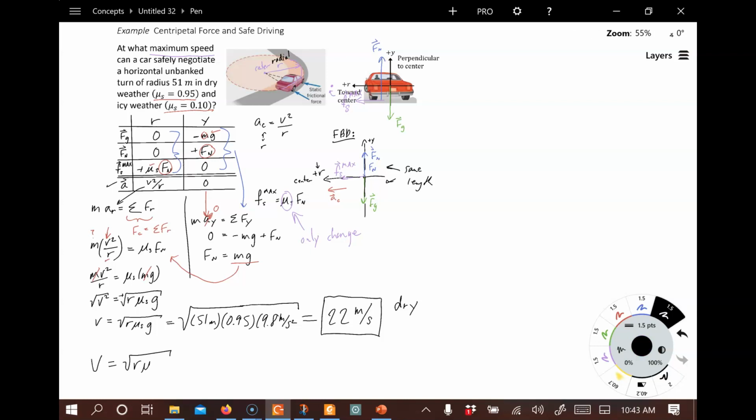So we're still using this equation. The only thing that's changed here is the value of the coefficient of static friction is now 0.1, a lower value. And when we put this into the calculator, we see now the max speed that we can go without slipping is 7.1 meters per second. We're talking about 15 miles per hour. And of course, this is why you've got to be careful when you are driving on a slick road.